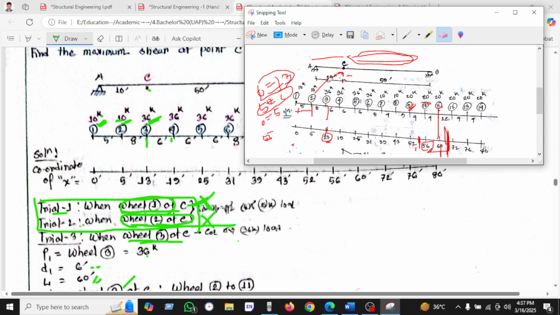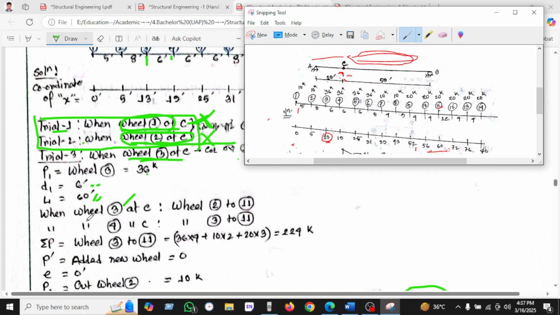so I'm erasing and trying to show you for wheel 3. So this is wheel 3 at C. This is the C point. Then how far can we go, as we know that 50 feet is confined.